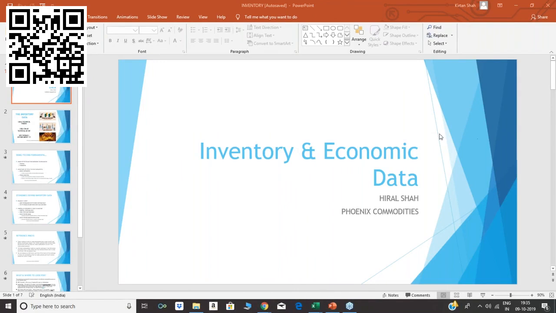Am I audible and is my screen visible to you all? Yeah, so everything is perfectly fine, right? Yes, I got a few minutes late because of the internet connection, but now I am getting full net. There was a little bit of a problem, but it's working now.